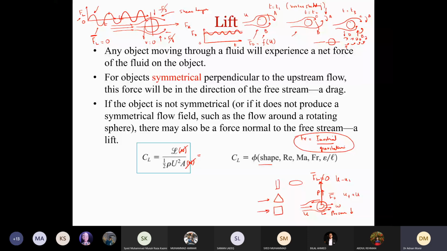And then Reynolds number, we all know it is inertial force over viscous force. So when we have boundary layer flow, then Reynolds number is significant in that case. And then again, we already discussed e by L, where e is the roughness of the structure. So the lift coefficient also depends on these things. The most important parameter that affects the lift coefficient is the shape of the object. That is for sure, because depending on the shape of the object, we can have symmetrical flow or unsymmetrical flow.